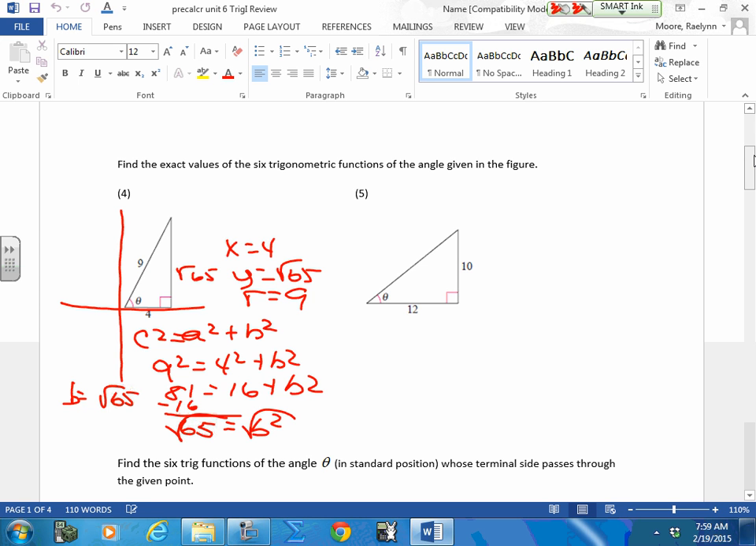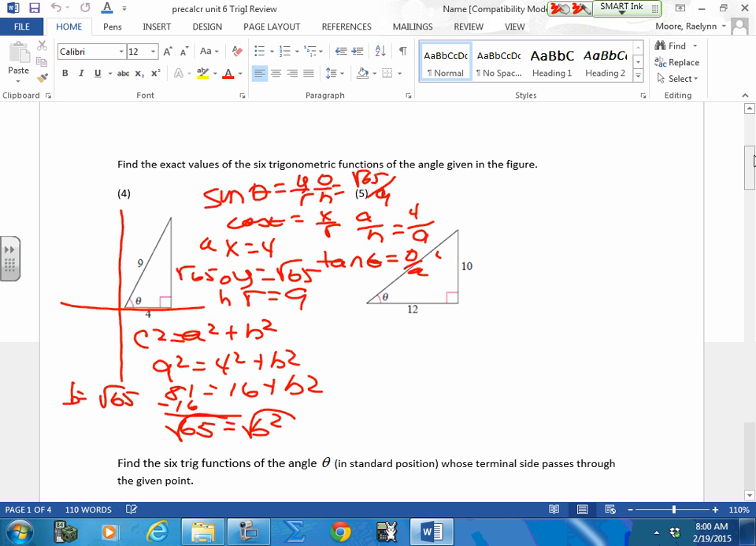Or you can do adjacent, opposite, hypotenuse, because it's just a regular triangle. Can you find all your parts? Sine, cosine, tangent, and reciprocals? Yes, we can. Sine of theta is y over r, or opposite over hypotenuse, radical 65 over 9. Cosine, x over r, or adjacent over hypotenuse, 4 over 9. Tangent, opposite over adjacent, or y over x, radical 65 over 4.